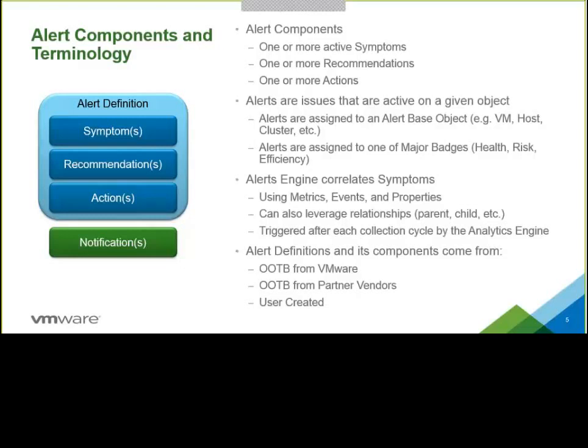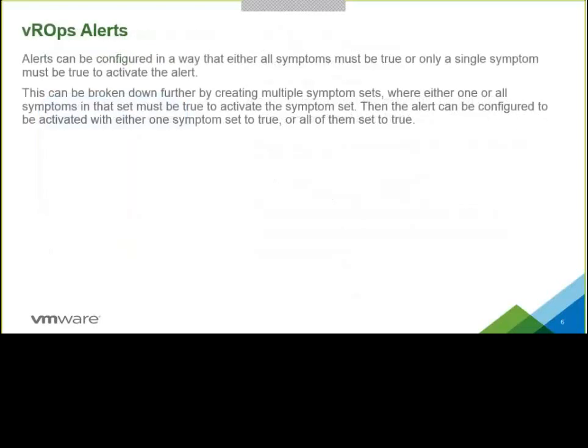Along with that alert definition, you also get notifications, which utilize the REST API within VROps. This REST API is used by ecosystem partners and vendors to send event notifications directly into VROps alerts. Today we'll focus on alert definitions and their components, and in one of our future sessions where we talk about the API, maybe we'll cover notifications as well. A lot of text on this screen. I will not go through all of that, but I will go through this. Alerts can be configured either with a single symptom or multiple symptoms.